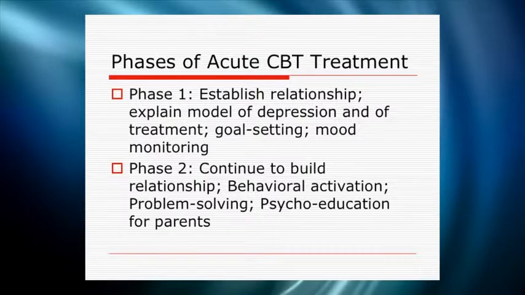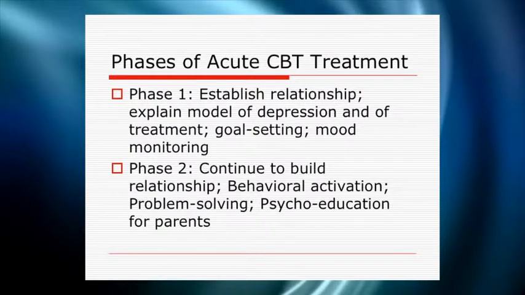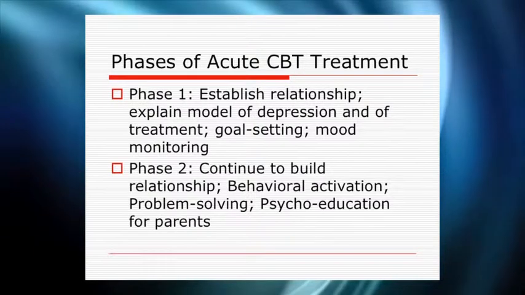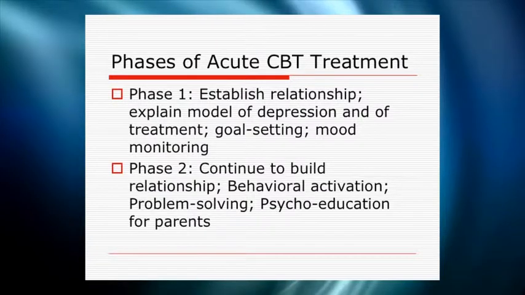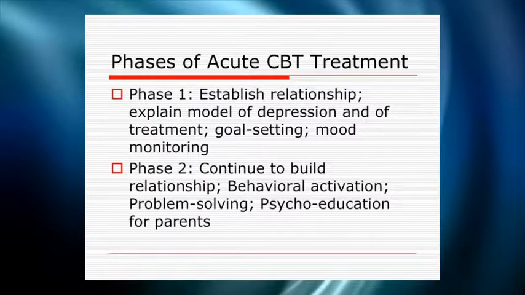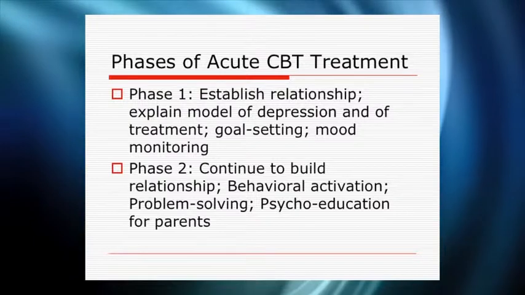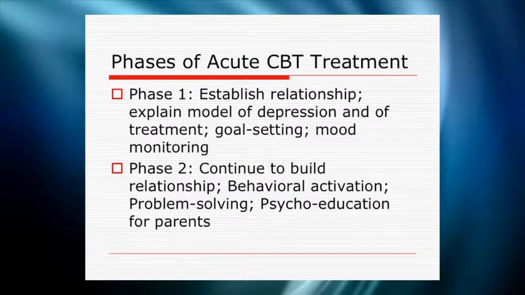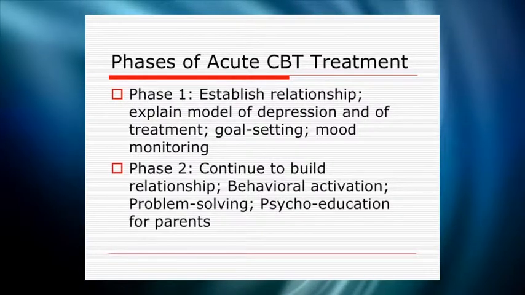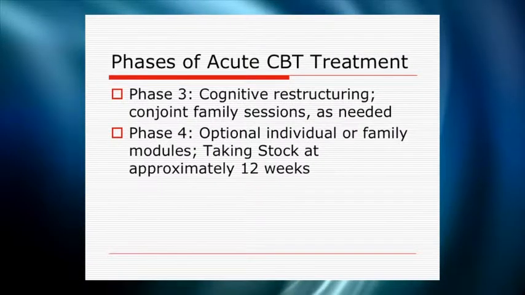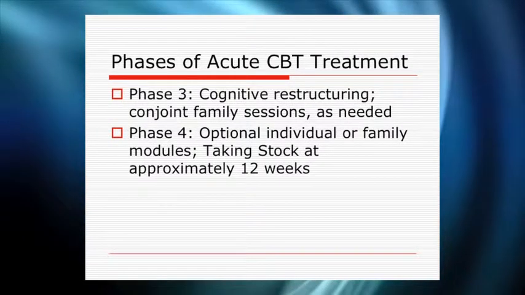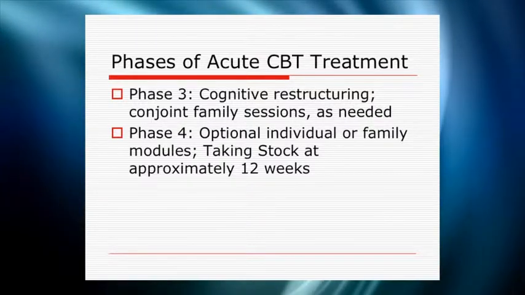Basically, the sequence of the treatment is first to establish a relationship and do psychoeducation, set goals, and teach mood monitoring. The second phase, which is still in the first 12 weeks, is to keep building the relationship, do the behavioral activation, problem solving, and do more psychoed with the parents. Third phase is the cognitive restructuring, and then you plan the rest of your treatment.